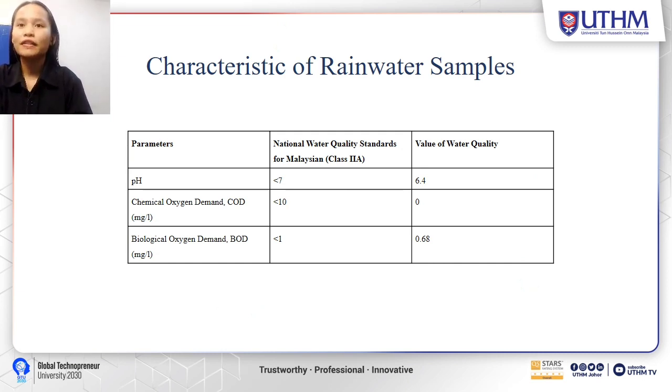Moving on is chapter 4, and this is the first part of chapter 4, which is characteristic of rainwater sample. So this is the value that we get from the testing of water quality, which is pH we get 6.4, COD chemical oxygen demand is 0, and biological oxygen demand BOD is 0.68. All of these values we get are still following the National Water Quality Standard for Malaysia.